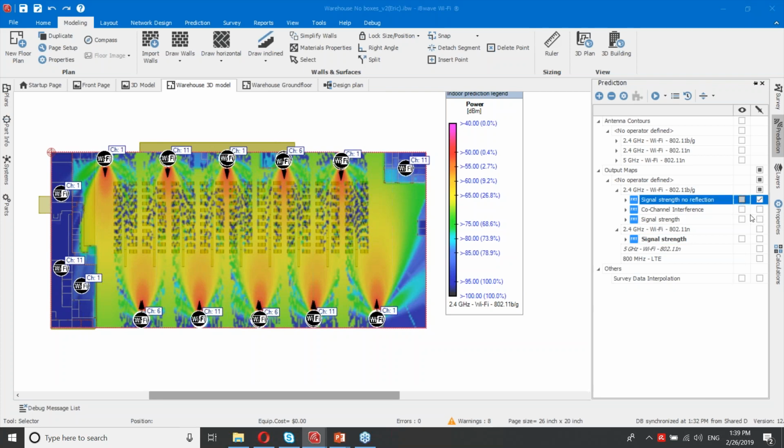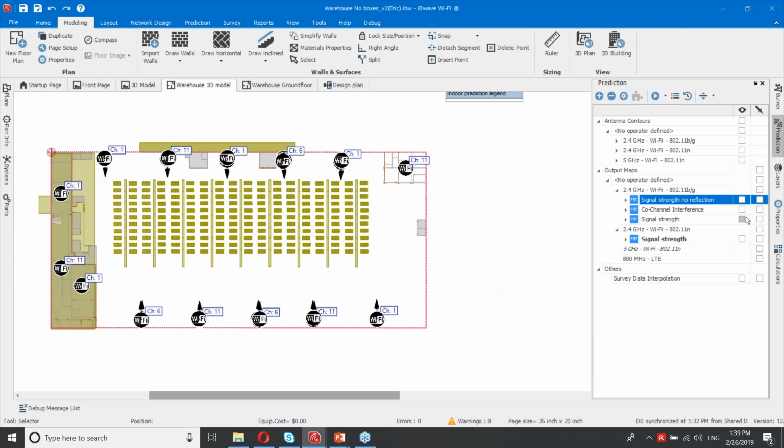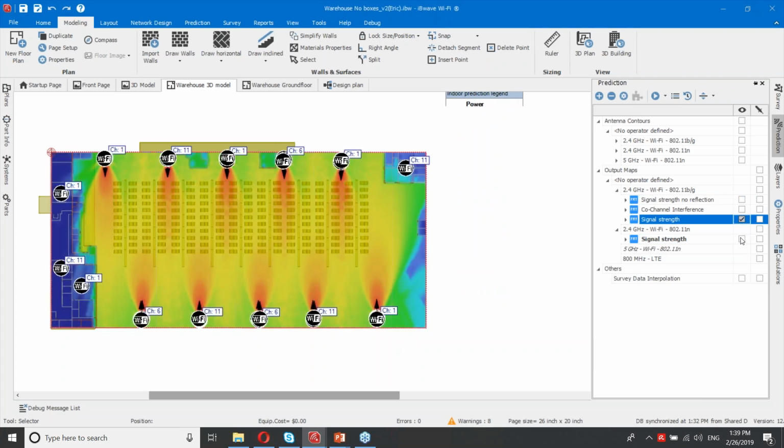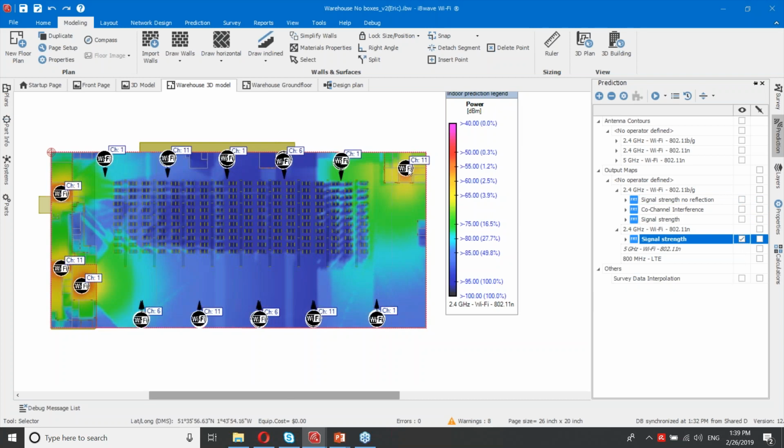I have also then run a prediction for the coverage area in the offices, and they cannot be shown at the same time because those are two different technologies. This is 802.11n, and the other ones are 802.11b and g. But as you see, those omnidirectional APs will give good coverage there.